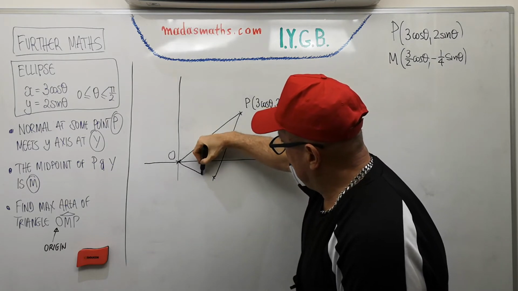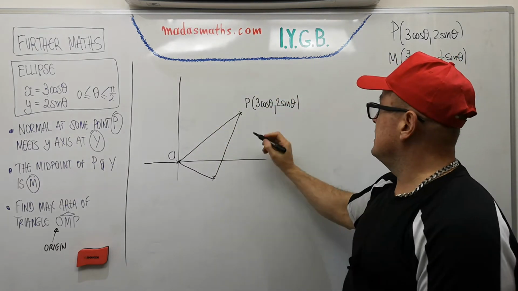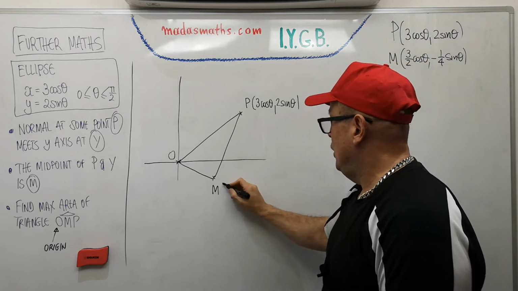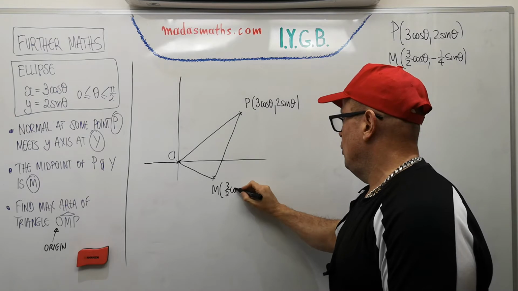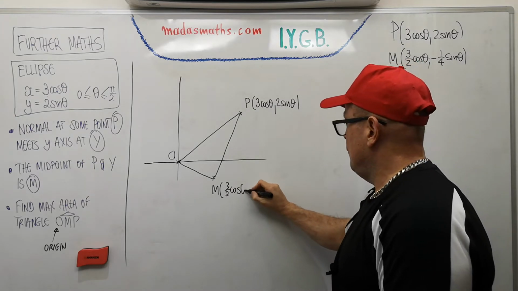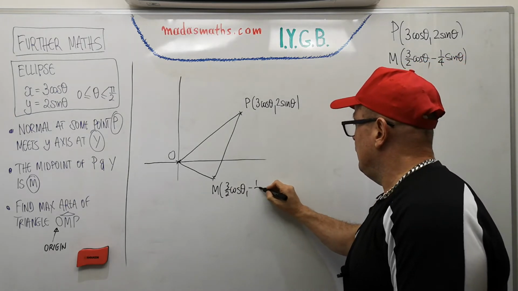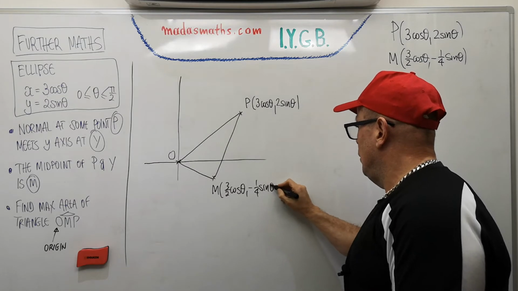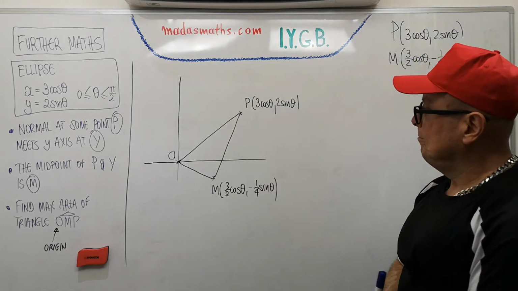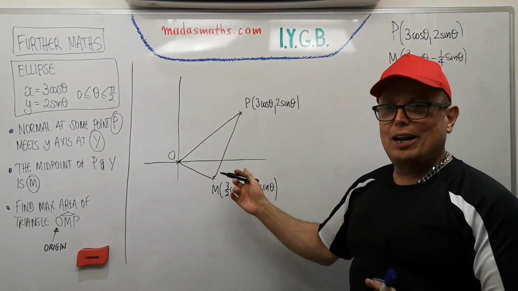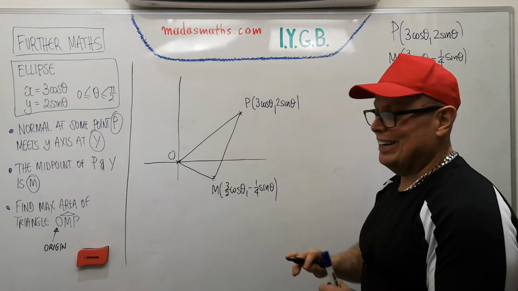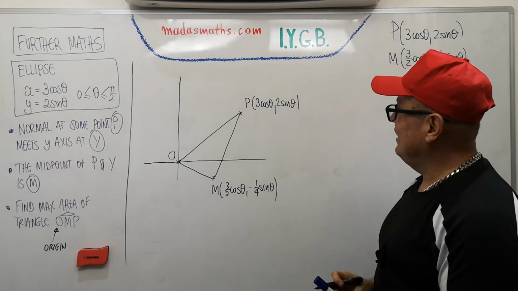And let's close it. And this is the point M with coordinates 3 over 2 cos theta, yeah, minus a quarter sine of theta. All right. Please do not do anything stupid, because that's the way I draw it. It looks like there's a right angle there. I don't think there's a right angle.